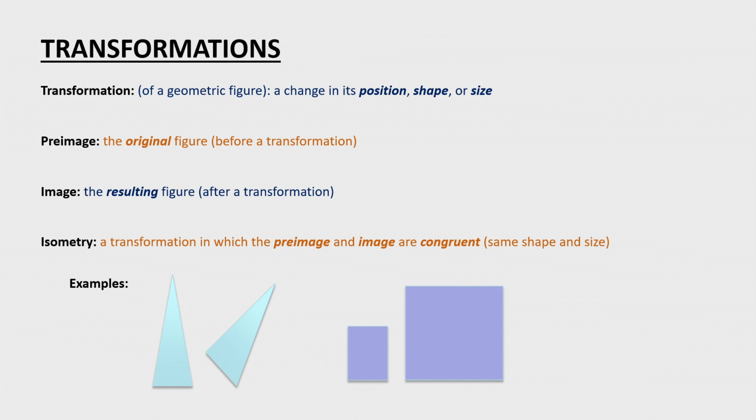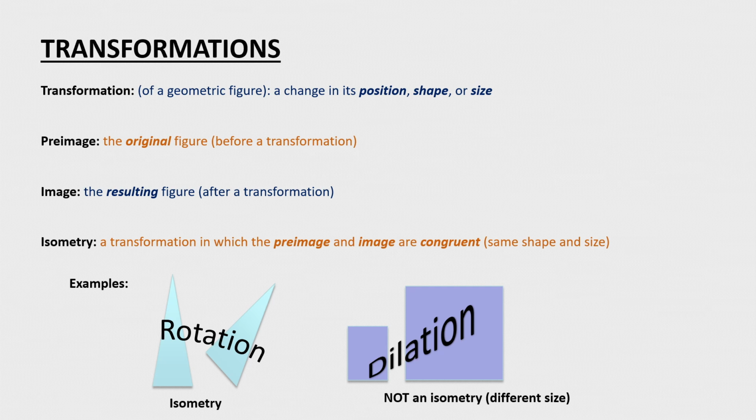A couple of examples of transformations is we have something called a rotation, and another example is something called a dilation. And if we're identifying which one of these is an isometry, a rotation is an isometry because it stays the same shape and size, but a dilation creates a stretch, so it is not an isometry.